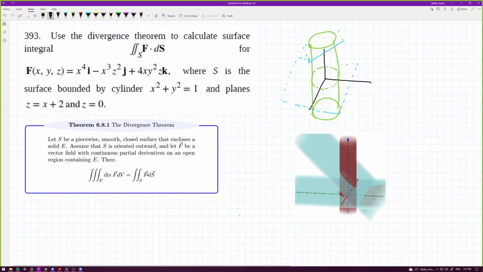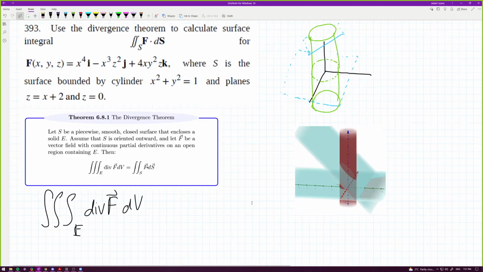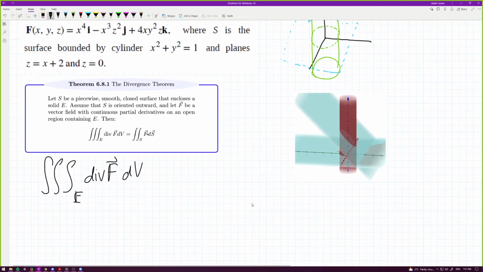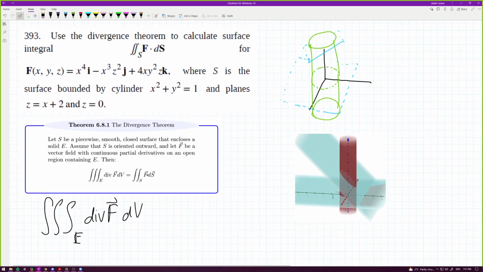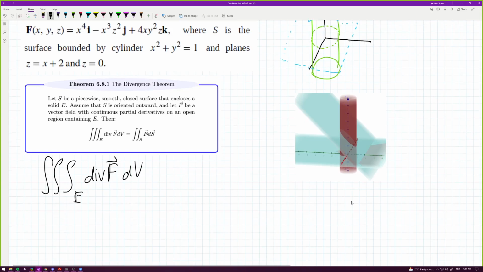So F dot dS. We're going to use this to say, if I'm trying to calculate that, I could also do the triple integral over that volume of the divergence of F dV. And that is easier to do, because otherwise I'd have to break this up into a bunch of different components and find normals and stuff like that, and it's not so easy. So let's do it like this.